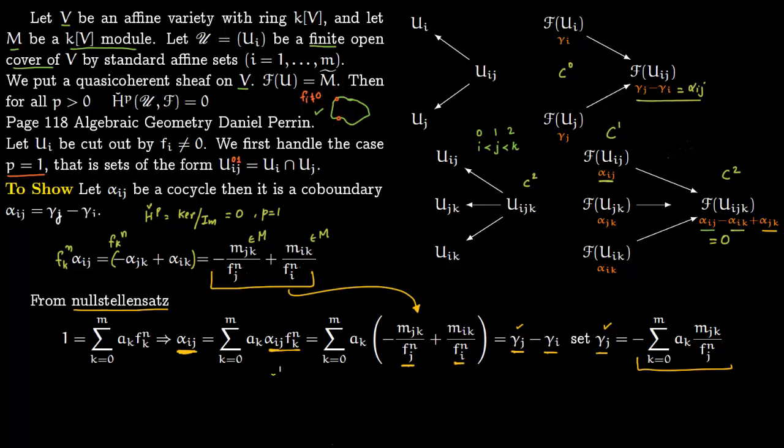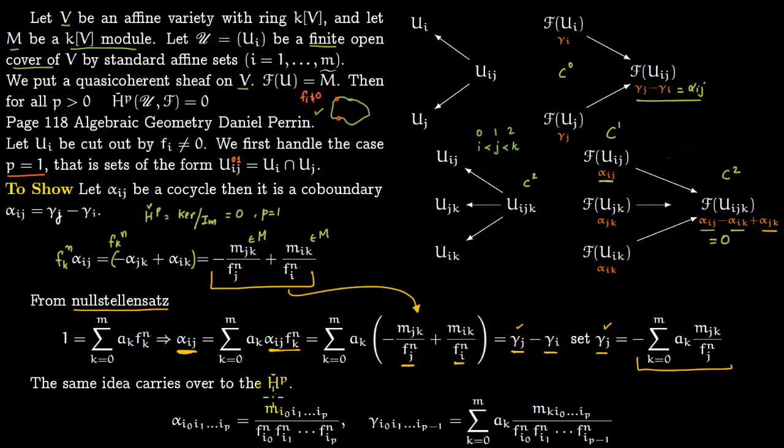Now the same idea carries over to higher p's. Because now you will take alpha from i0, i1, ip. Now you have the numerator which is part of the module, but the denominator is cut out by these sets fi0, i1, ip, and precisely in this case it was cut by jk. Here it is cut by all these things here. And for gamma, since you're again going to use the Nullstellensatz, you just need to get rid of one of the elements here, which will generate 1. So you just get rid of one of them.